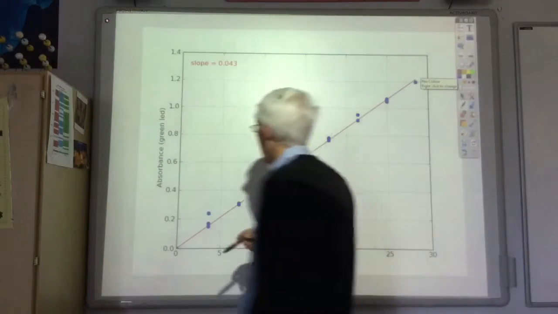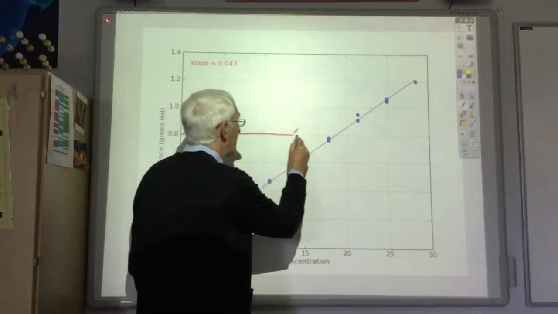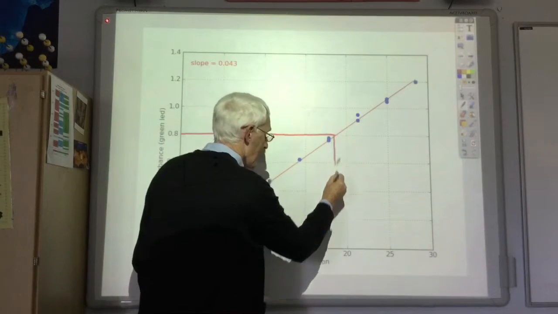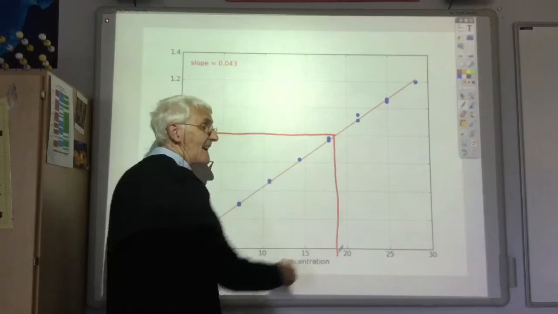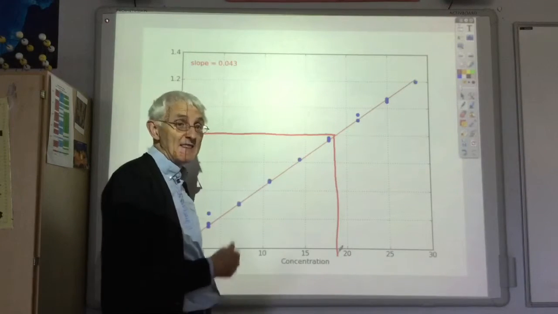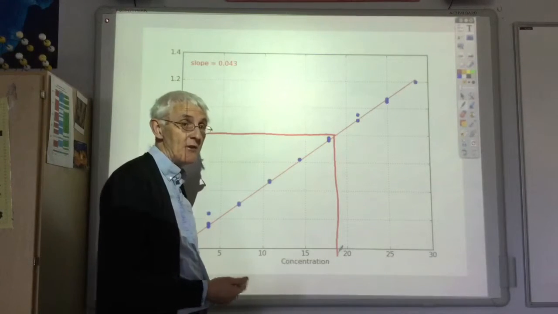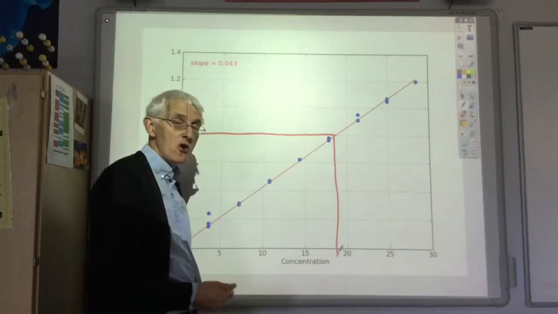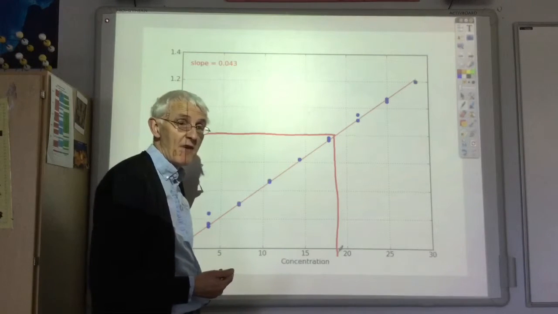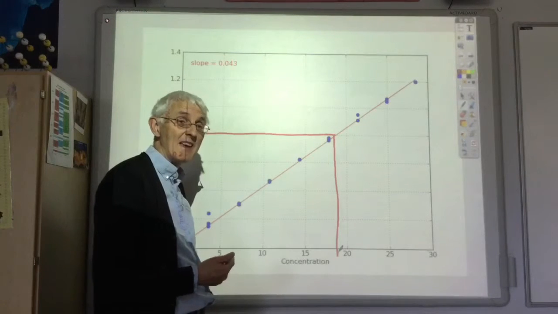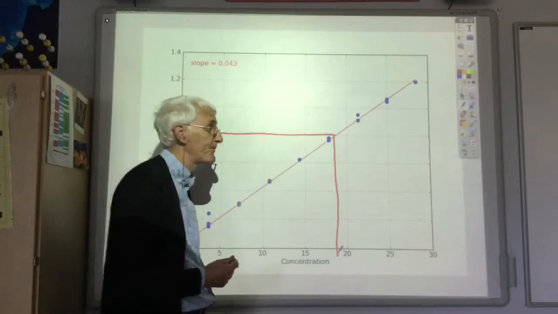So say for example we've got an absorbance of 0.8, then going across to our best fit straight line, we'd find that the concentration was 19. And that's the basic theory of how we can analyse the concentration of an unknown by colorimetry. You will get a chance to do this in experiment 6, where you in fact measure the manganese content of a paper clip by colorimetry.